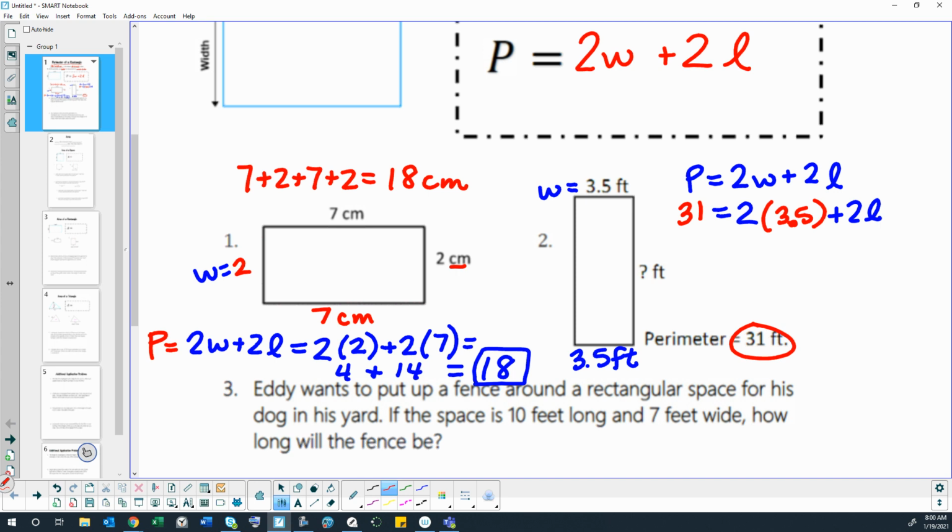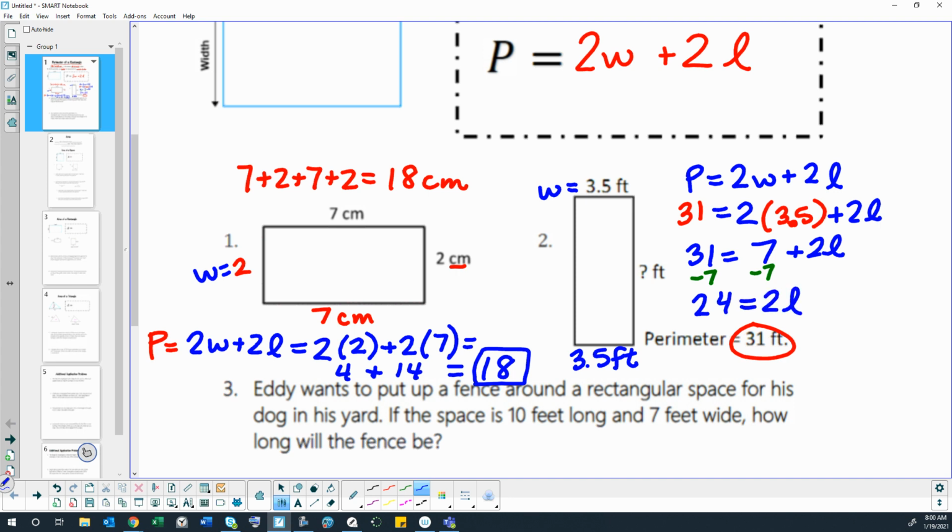Two and the 3.5, anything? Okay, so 2 times 3.5, that's going to be 7. So I have 31 equals 7 plus 2L. So then I'm going to want to subtract that 7 from both sides, which leaves me with 24 equals 2L.